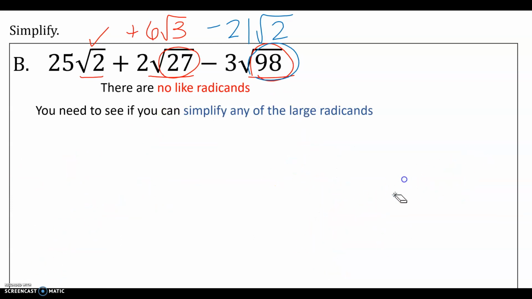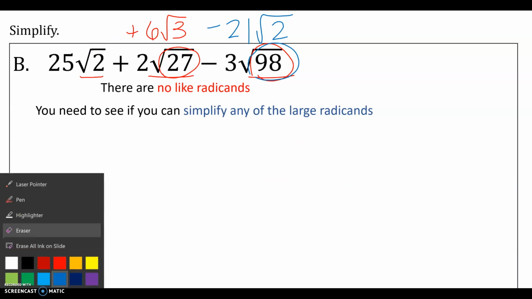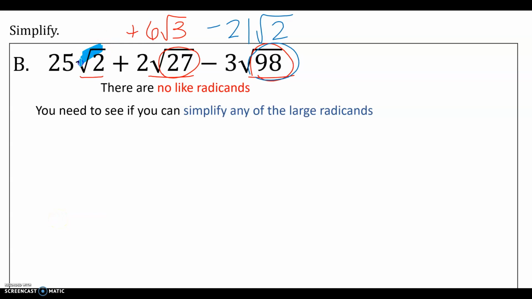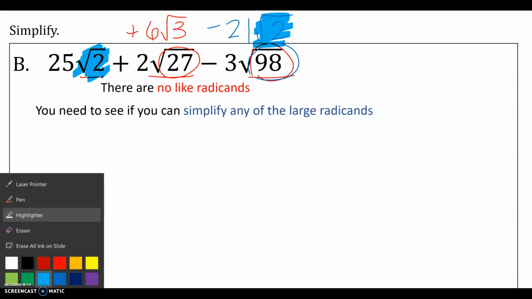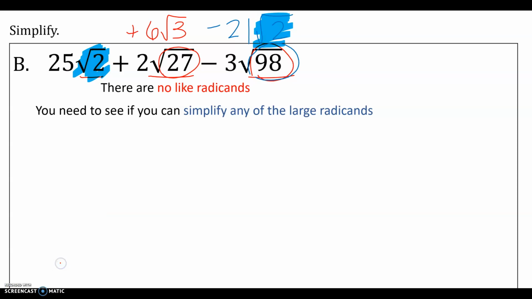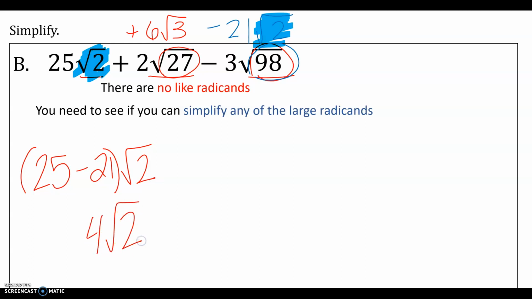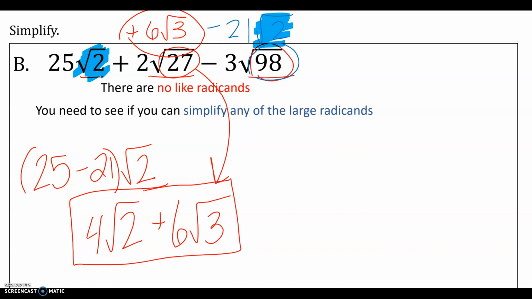And now we are allowed to highlight the like radicand. So it looks like we have this one and just this one. So we have what, 25 minus 21 radical 2, which is going to leave us with 4 radical 2. And obviously this, well, it doesn't have another like buddy. So there is my answer. And again, you can certainly switch the order because the order of the answer does not matter.